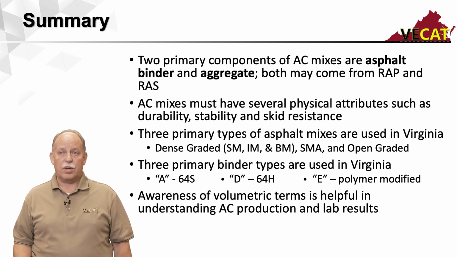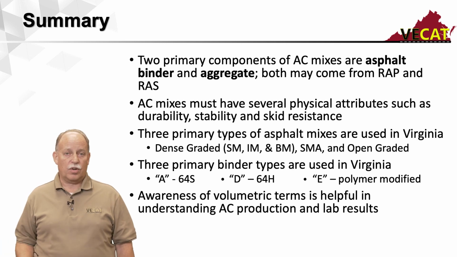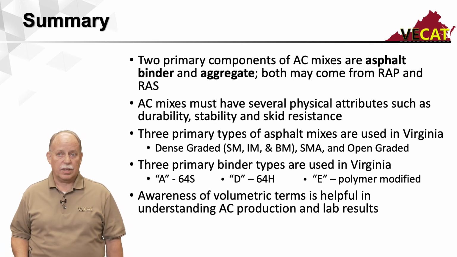And then there are 3 primary types of asphalt mixes that are used in Virginia. The dense graded side is your surface mix, SM, your intermediate mix, IM, and your base mix. And then we also have the premium SMA, the stone matrix asphalt. And then as I just spoke of, we have those open graded mixes.